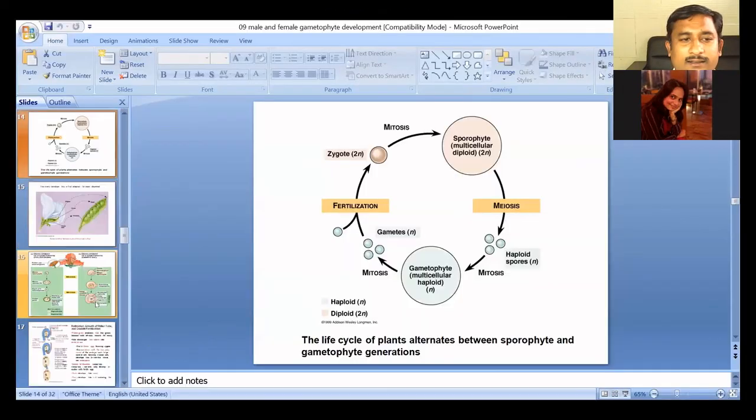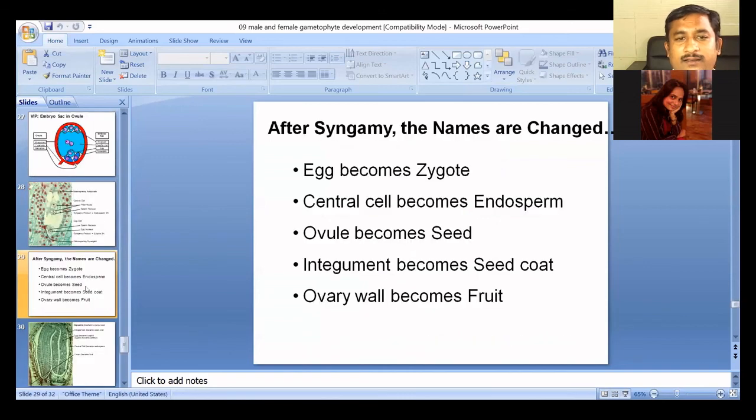Sir, the ovule is converted to seed, the integument is seed coat, and the ovary is? The entire ovary wall becomes the fruit. Okay, you just remember the last but one slide, where what becomes what after fertilization is important. For example, the egg becomes the zygote, the polar nucleus, the central cell, becomes the endosperm, which is 3N, the ovule becomes the seed, the integument becomes the seed coat, and the ovary wall becomes the fruit.